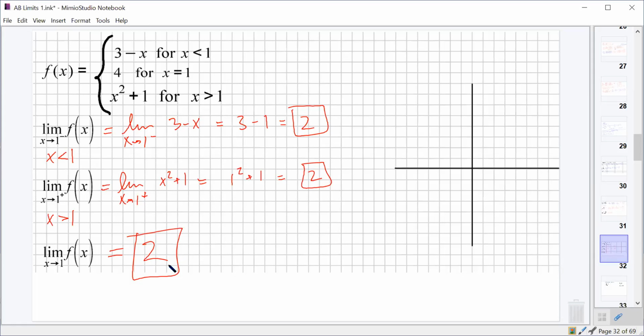Well, let's take a look at the graph. So 3 minus x when x is less than 1. Pretend that linear line is actually linear. And then our function equals 4 at x equals 1. And then we have x squared plus 1, which would look like a parabola, right? It would kind of go up like this. So that point at the point (1, 4) is the value of f of x at x equals 1.